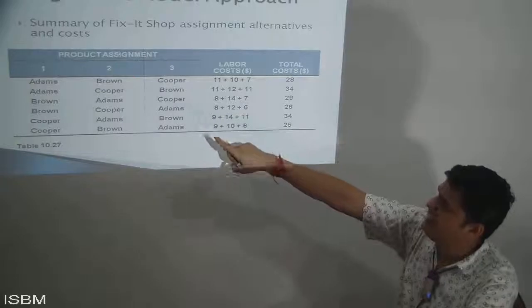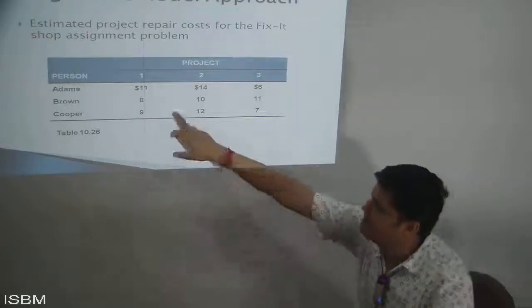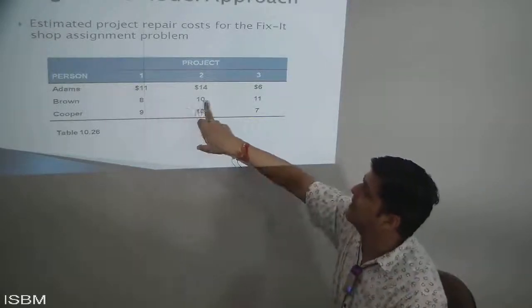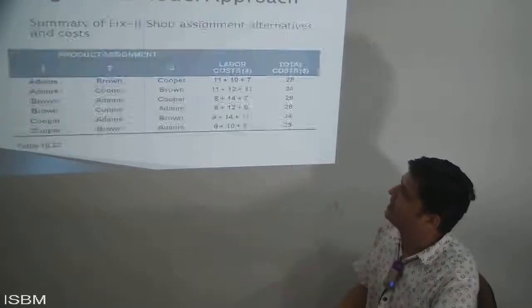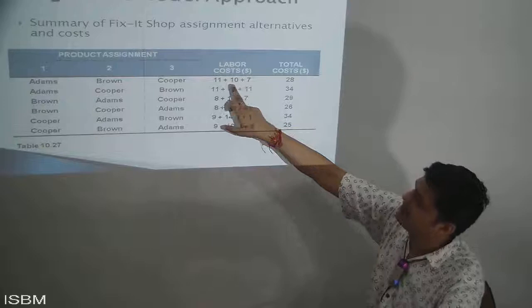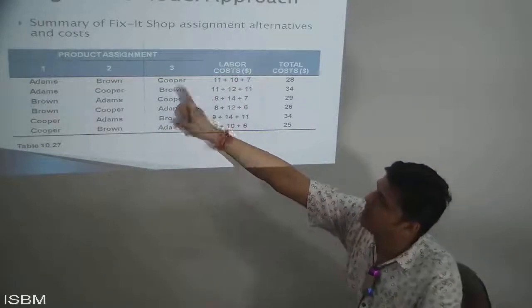For the first job, Adams, Brown, and Cooper, we can see 11, 10. For the first, 11; for the second, 10; and for the third, Cooper, 7. So we have added like this: 11, 10, 7, first, second, third. Then Adams first, Cooper, then Cooper goes second.